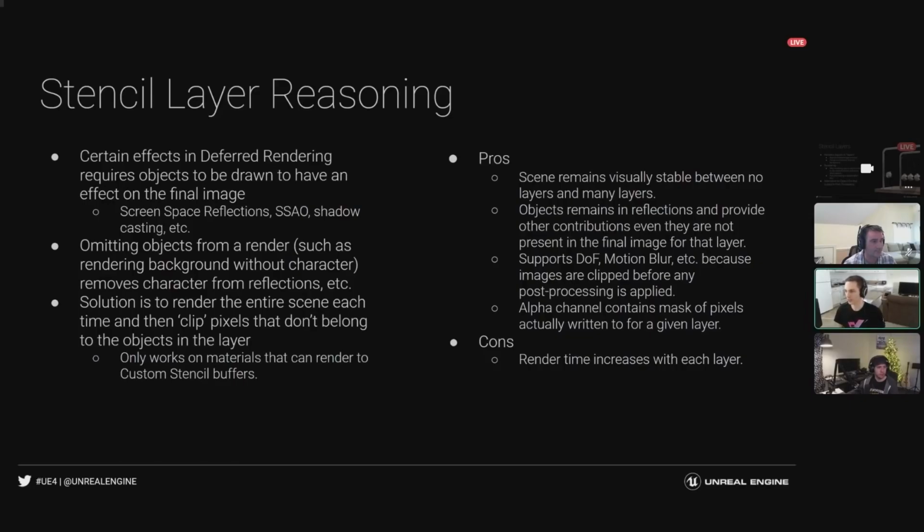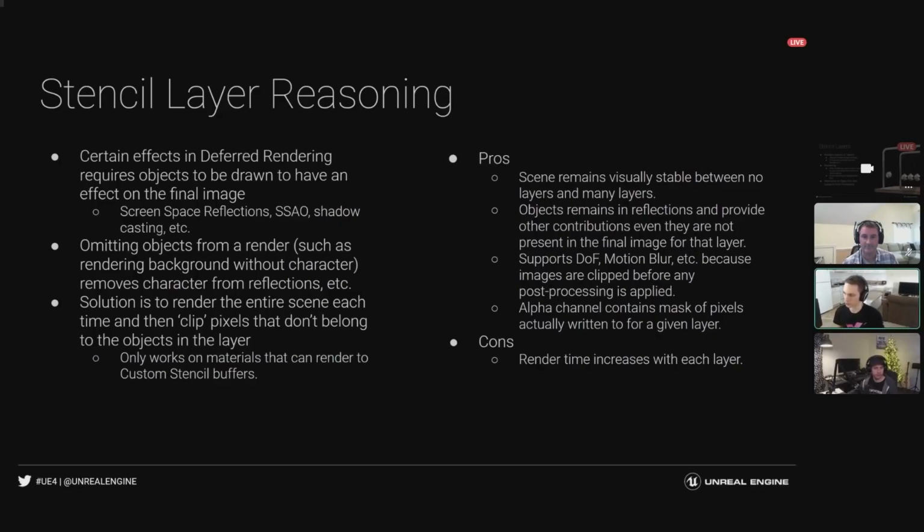So the pros to this method are that your scene is going to remain visually stable between no layers and many layers. That just means that if you put the character on a layer, it's still going to show up in the reflections for everything around, versus if you hadn't put the character in the layer. Again, objects remain in reflections and provide other contributions, like cast shadows, even if they're not present in the final image for that layer.